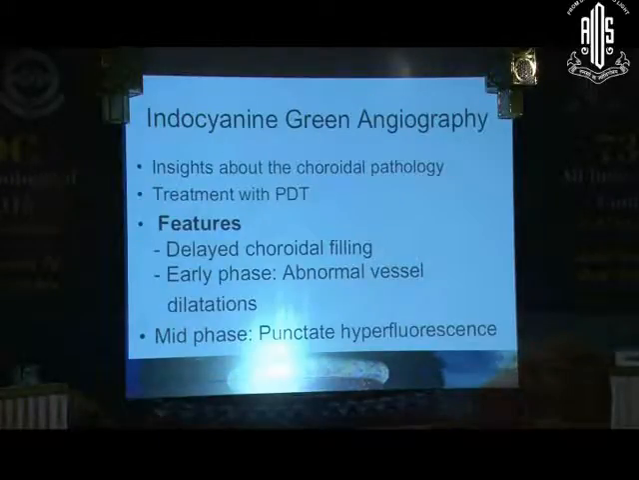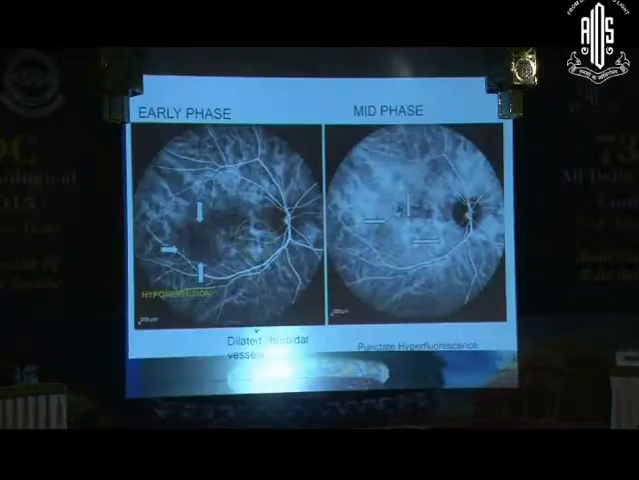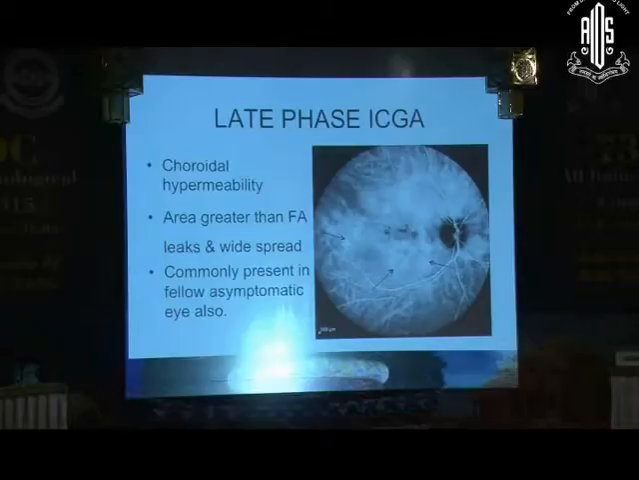Now we come to the indocyanine green angiography photograph. You can get insights about the choroidal pathology by this. Definitely it helps in treatment with PDT. There are features of delayed choroidal filling, in the early phase, mid phase, and late phases. This is the early phase photo. There will be dilated choroidal vessels. You can see the yellow circle, and the hypoperfusion areas of the choroid. The mid phase will show punctate hyperfluorescence areas, shown by the arrows, and the late phase indocyanine green angiography shows choroidal hyperpermeability, which is usually greater than the fluorescein angiography leaks, widespread, and commonly present in the fellow asymptomatic eye also.